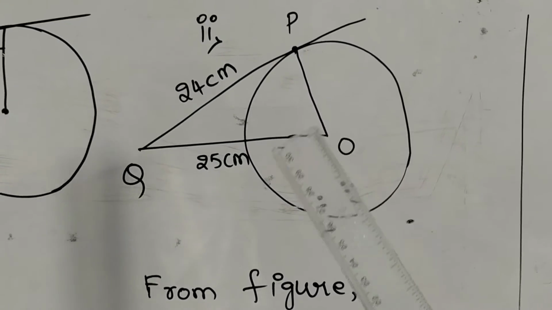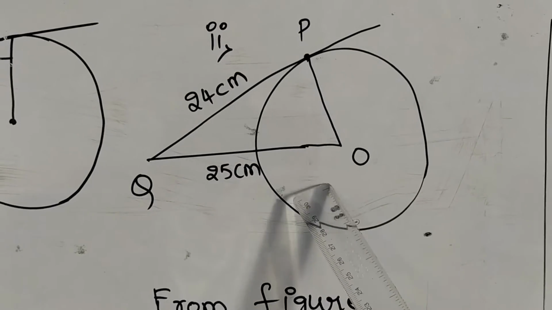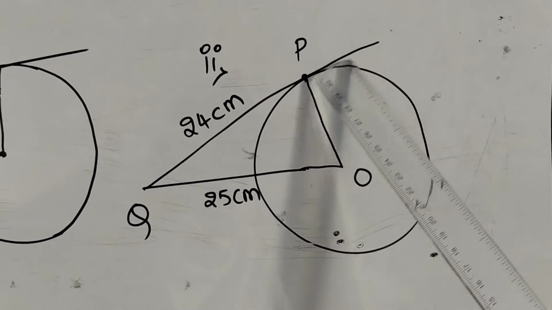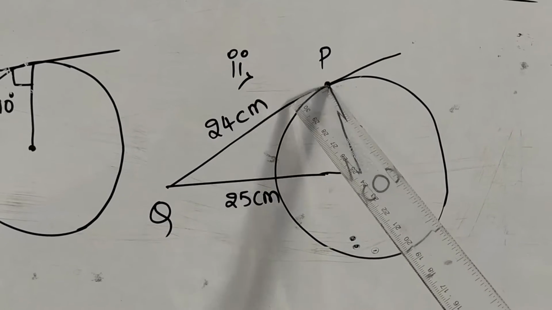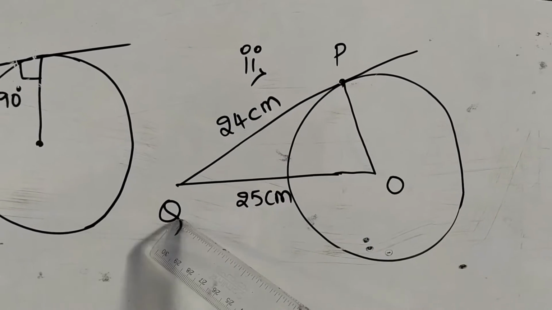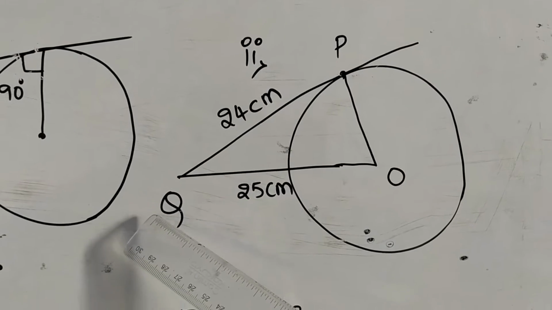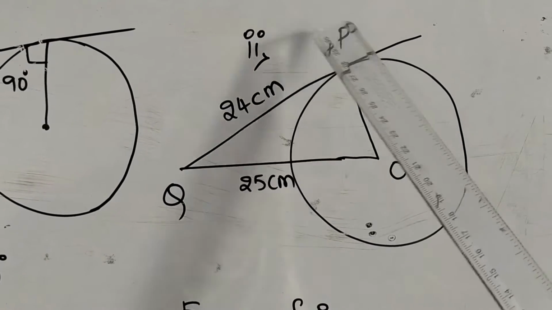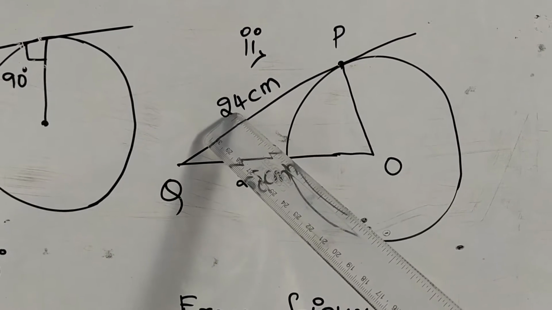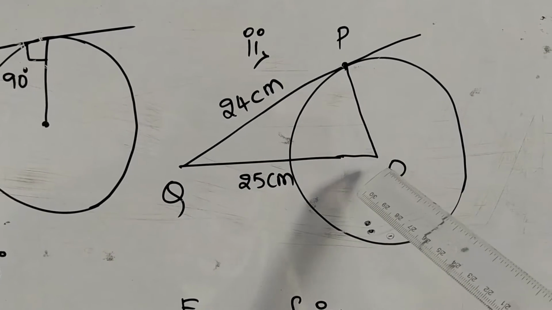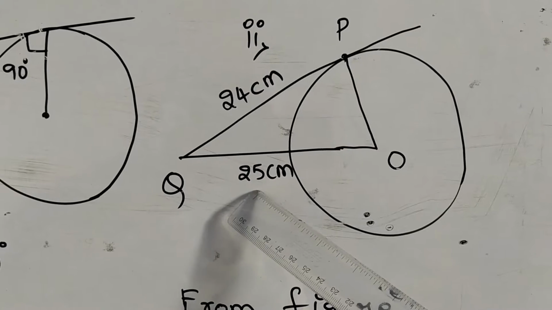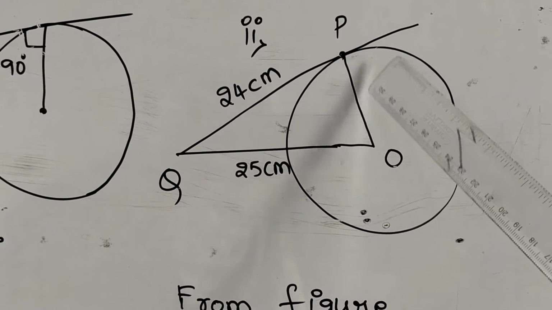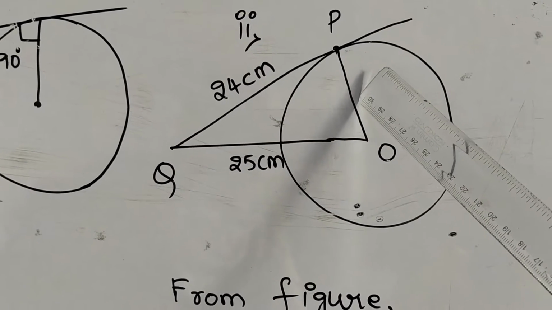See here, students, here I am drawing one diagram. This is the line which is the tangent to this circle, touching at one point, which I am taking as P, and this is the point Q. What is given in the question? It is given that the length of PQ is 24 cm, whereas the distance between the center of the circle and Q is 25 cm. Now we have to find this side, that is the radius of the circle.